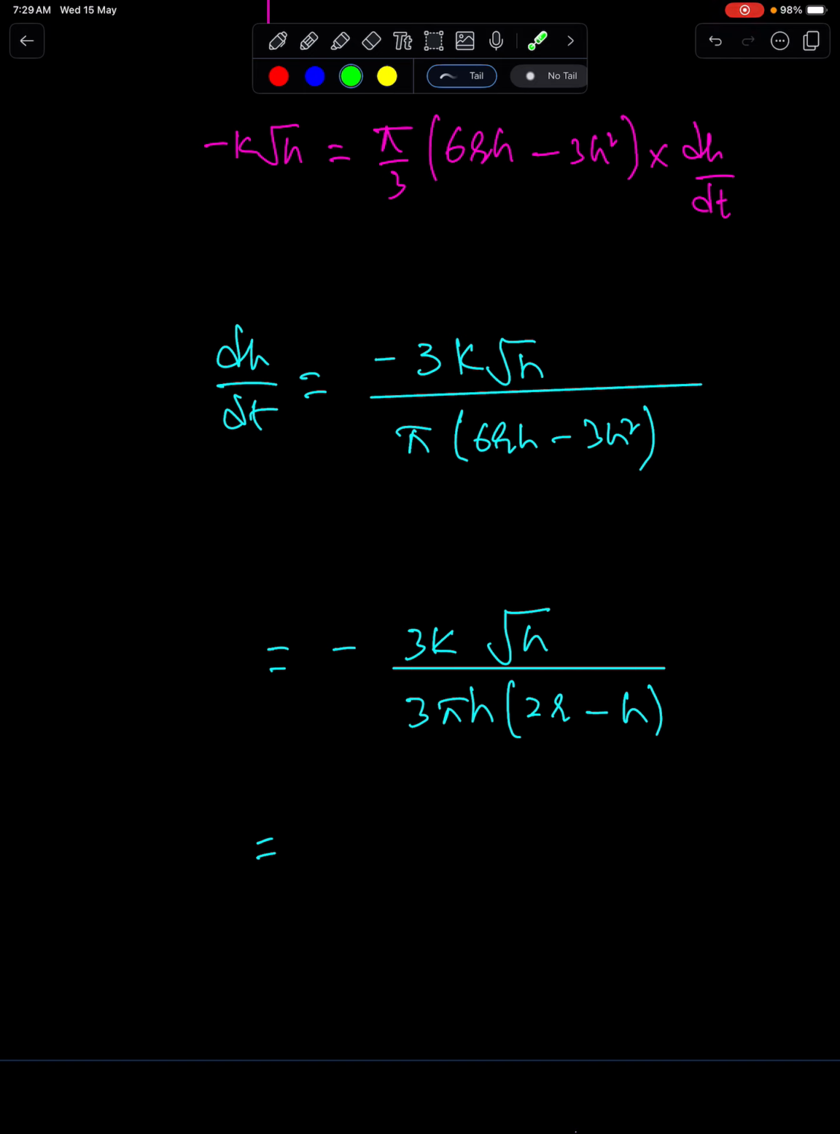Now bring this root h here, or we can bring this root h in denominator. See, this h has power 1 and this h has power half. So when we simplify these two, we'll get h power half in denominator. So we have minus k upon pi, here we have h power half, 2r minus h.